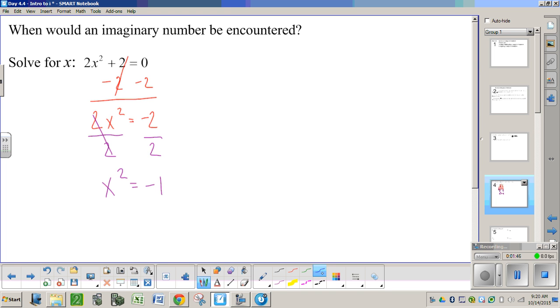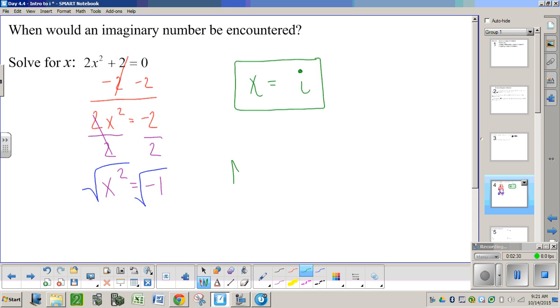Now, thinking back to inverse operations, how do we undo a squared? Good, take the square root, so we're going to take the square root of both sides. Now up until this point, you could just answer this question as no real solution, because up until now, we haven't been able to take the square root of a negative number. But now we can. So when you take the square root of x squared, thinking back to the last couple videos that you've watched, the square root of x squared is just x. And now what we know is that the square root of negative 1 is actually i. So we now can solve equations that involve taking the square root of a negative number.